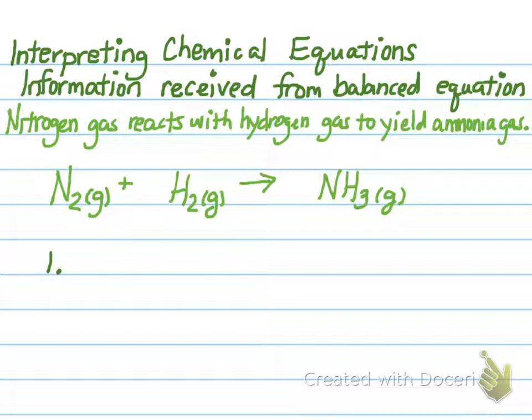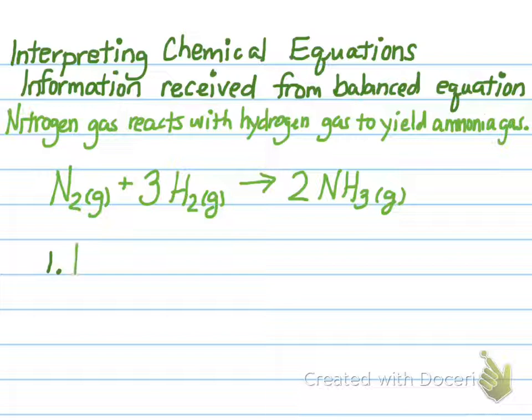Now, we need this to be a balanced chemical equation. I have 2 nitrogens, so I'm going to put a coefficient of 2 in front of ammonia. And I have 2 hydrogens here, and I have 6 hydrogens in ammonia, so I need a coefficient of 3 in front of hydrogen. And now my equation is properly balanced. So now, using this specific balanced chemical equation, let's talk about what information we can actually get from it.